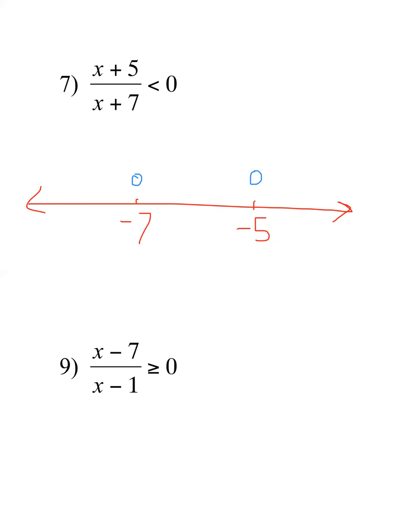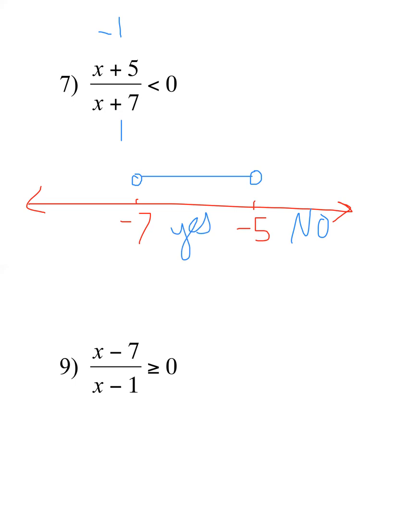I'm going to plug in my other values. Let's start with something greater than -5, like 0. That would be 5/7 if you plugged 0 into the original, which is not less than 0. So this region is not going to work. Now let's plug in -6 in between. -6 in my numerator gets me a -1, and in the denominator it gets me a 1. So -1 divided by 1 is -1, which is less than 0. Yes, that works in between those two.